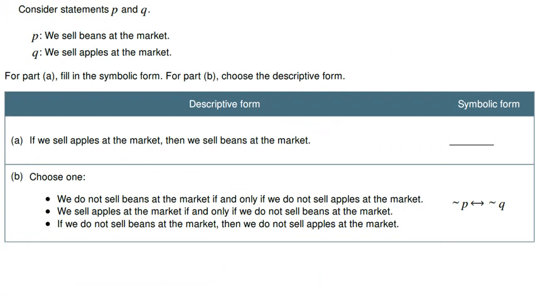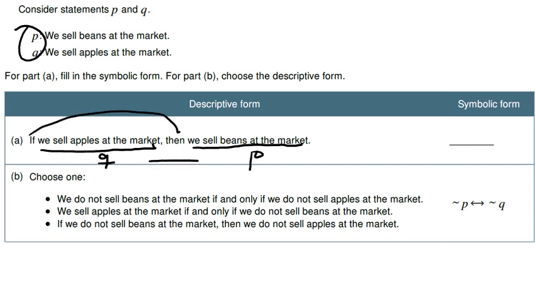Okay, for this problem here, we have two simple statements, P and Q. And we want to take, for A, convert this statement into its symbolic form. Well, if we look at this, we sell apples at the market is represented by Q. We sell beans at the market is represented by P. And notice we have an if-then statement, which is represented by the arrow. So it's Q, then P.